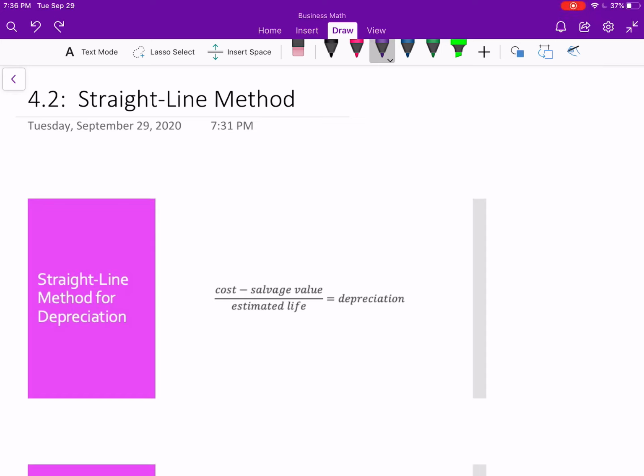This is section 4.2, straight line method. So in this chapter, we're talking about depreciation. And then we're going to talk about the different ways we can calculate depreciation. So today we're going to talk about the straight line method.